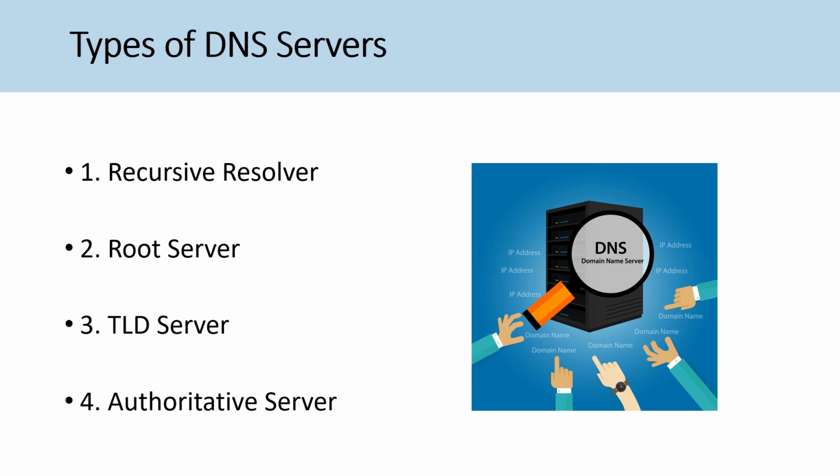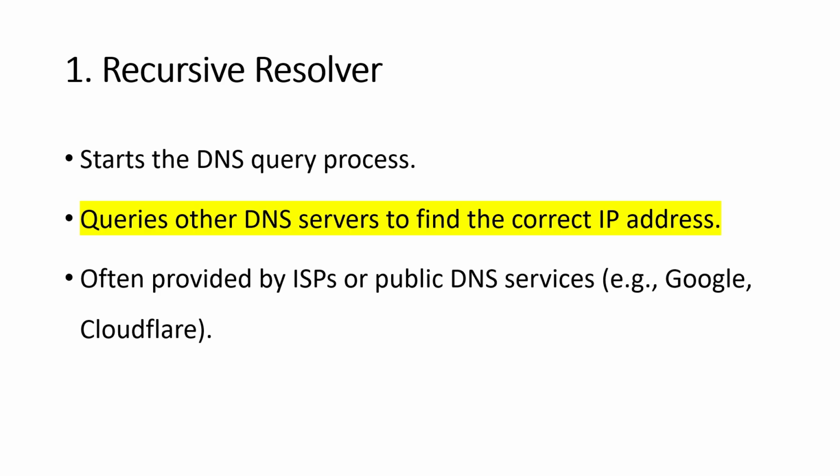In a typical DNS query without any caching, there are 4 servers that work together to deliver an IP address to the client. They are Recursive Resolvers, Root DNS Servers, Top-Level Domain DNS Servers, that is TLD DNS Servers, and Authoritative DNS Servers. Okay, let's start with Recursive DNS Servers.